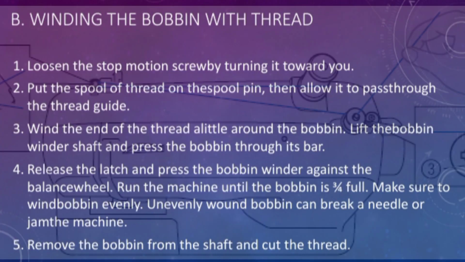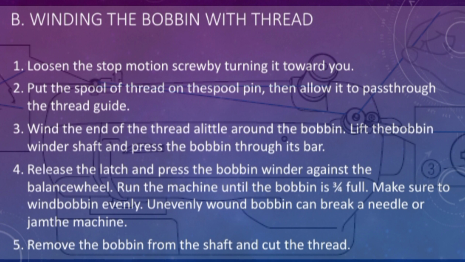Next step is winding the bobbin with thread. First, loosen the stop motion screw by turning it toward you. Second, put the spool of thread on the spool pin, then allow it to pass through the thread guide. Third, wind the end of the thread a little around the bobbin. Lift the bobbin winder shaft and press the bobbin through its bar.